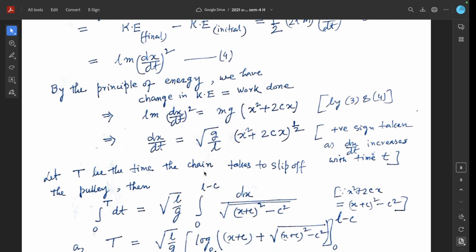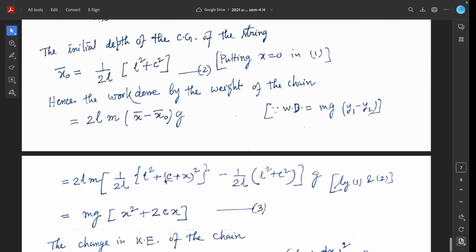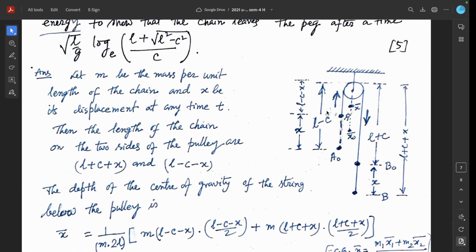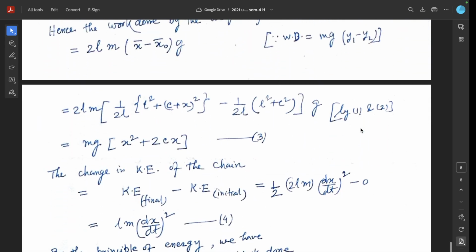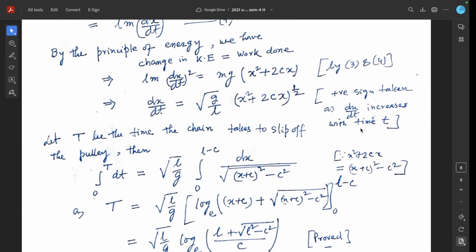Let capital T be the time the chain takes to slip off the pulley. The left hand side part moves in the upward direction. At some time capital T, point A is at this point, so the chain leaves the pulley. This is equal to slipping off from the pulley.